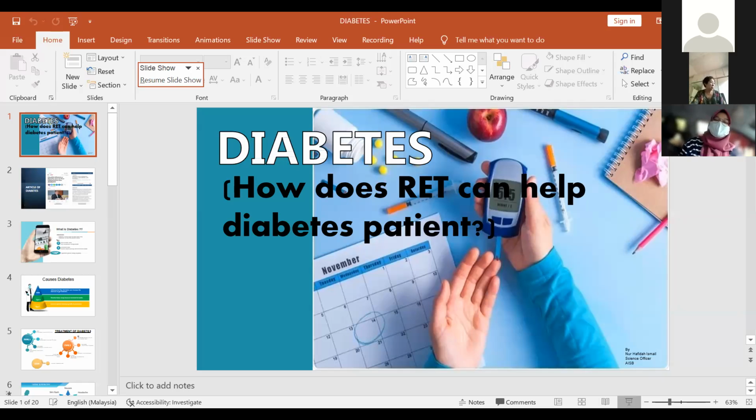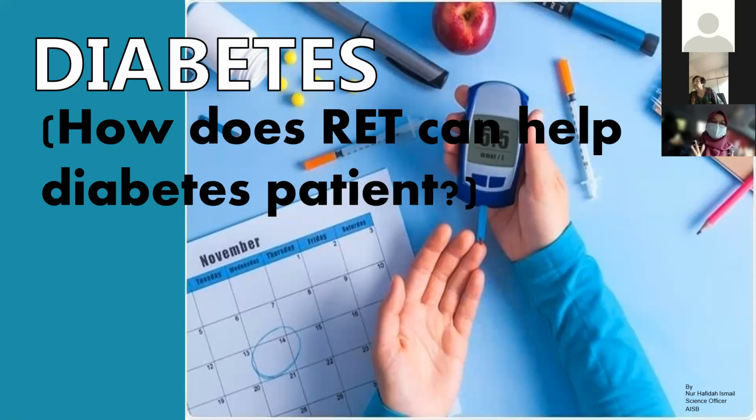So my name is Dr. Nobre Diabetes Ismail. For today, I will talk about diabetes. So how does reducing electron therapy help most diabetes patients? Why I chose the diabetes topic for today is because, as you all know, diabetes is one of the common diseases that lead to a very high mortality rate ranking in Malaysia.